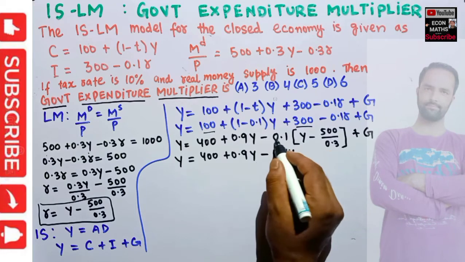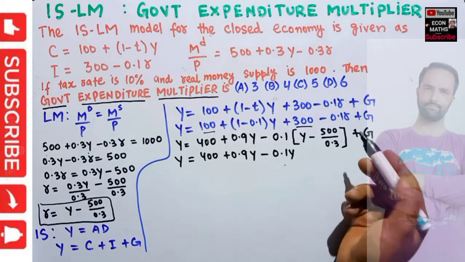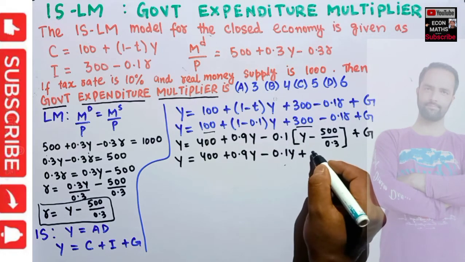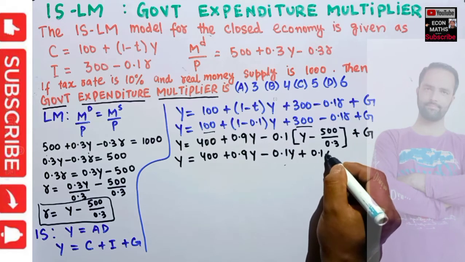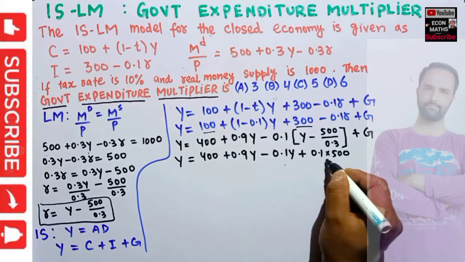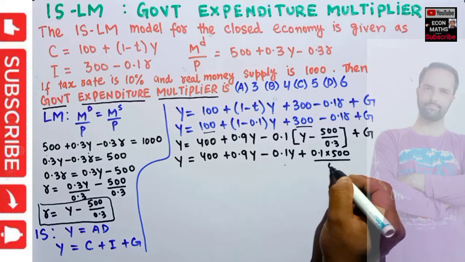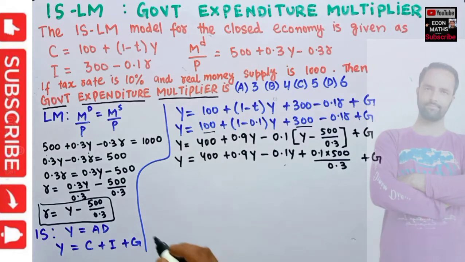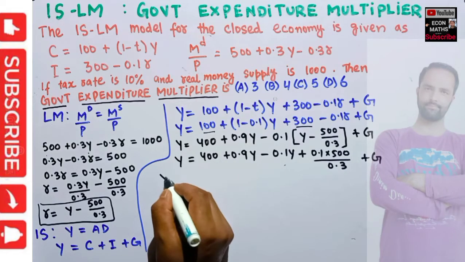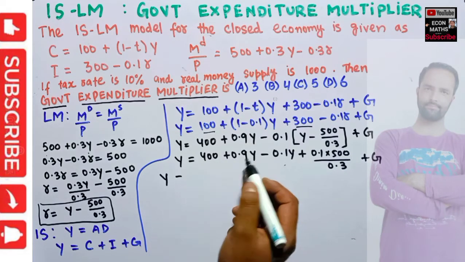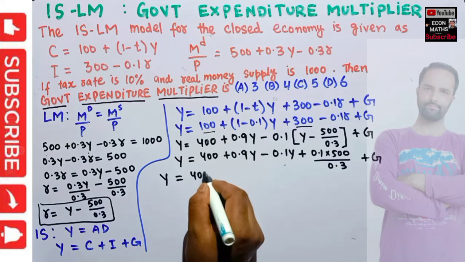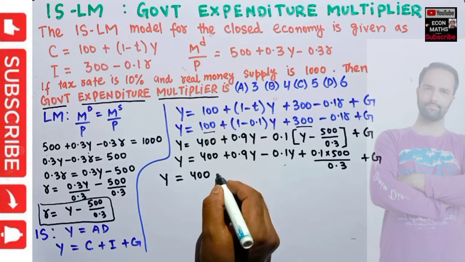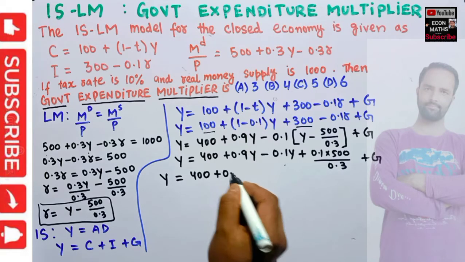Okay, I'm multiplying this term to each of these terms in parentheses, so minus into minus is plus, then we have 0.1 times 500 divided by 0.3 plus g. So we have y is equal to 400, 0.9y minus 0.1y comes out to be 0.8y.